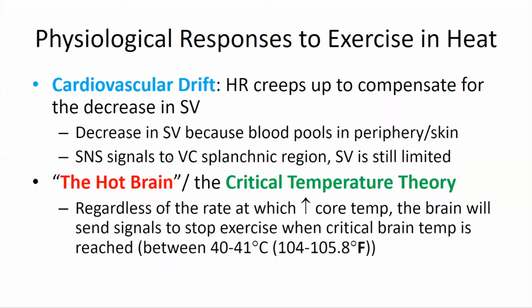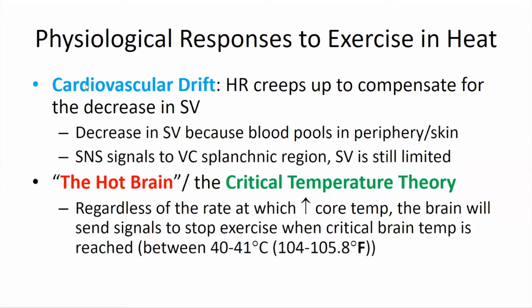So we know that cardiovascular drift is when heart rate starts to creep up over a long endurance event due to dehydration. And it can be due to the fact that we're very hot and blood is being redirected to our skin. And as a result, venous return drops, causing a reduction in stroke volume, which results in this increase in heart rate or cardiovascular drift.